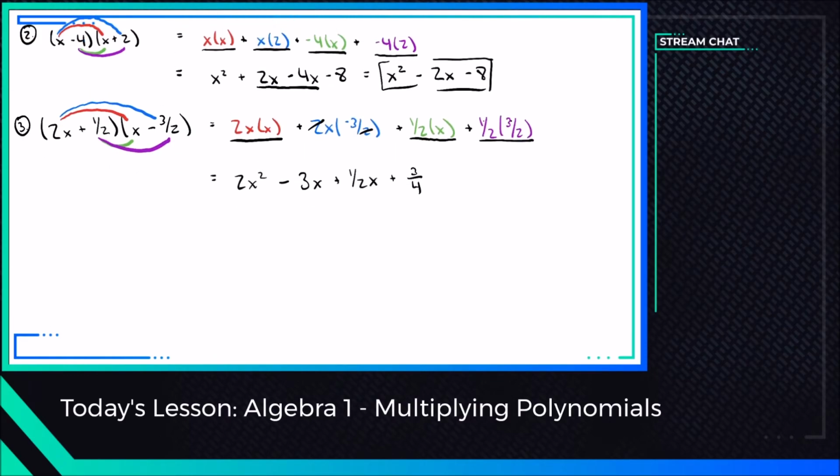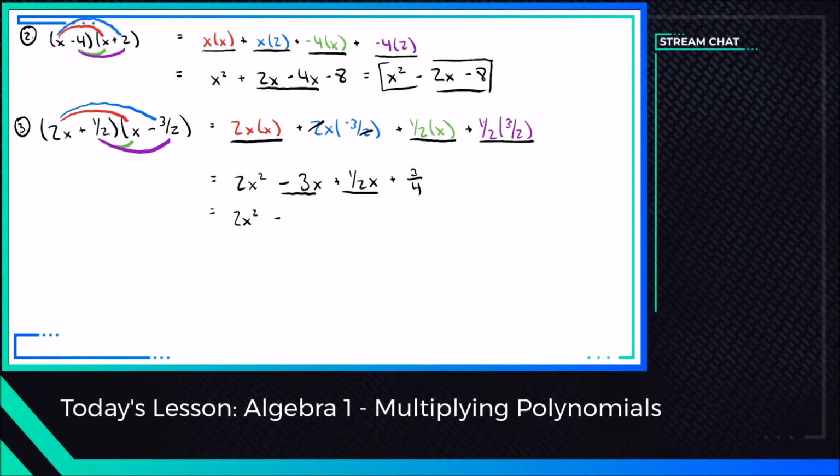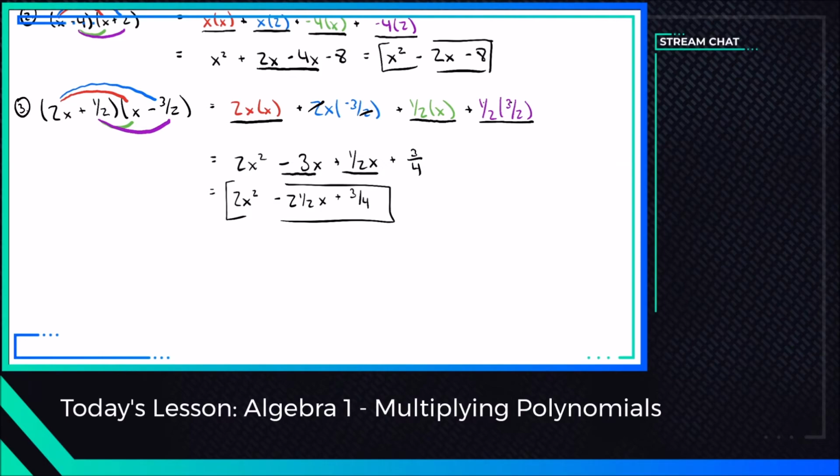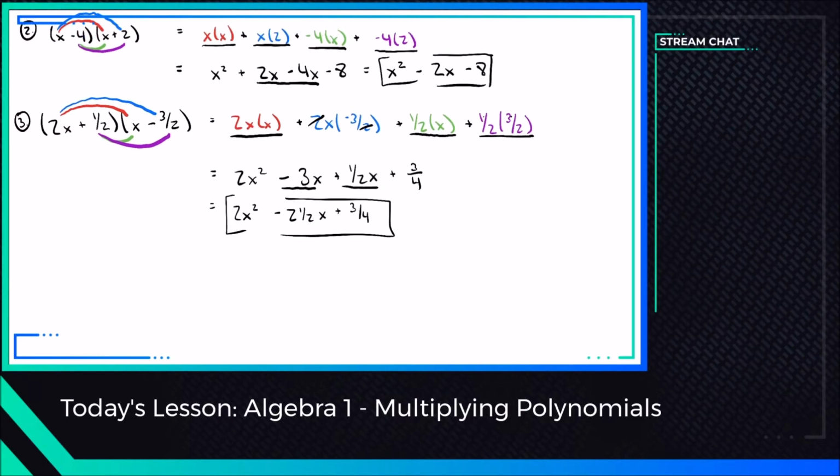And then we combine our like terms to finish everything out. So that's going to be equal to 2x squared. And then a negative 3x plus a half is going to be negative 2.5x. And then plus 3/4 on the end. I think that's one of the more difficult problems you might see. Other than maybe 4 might trick you up a little bit.